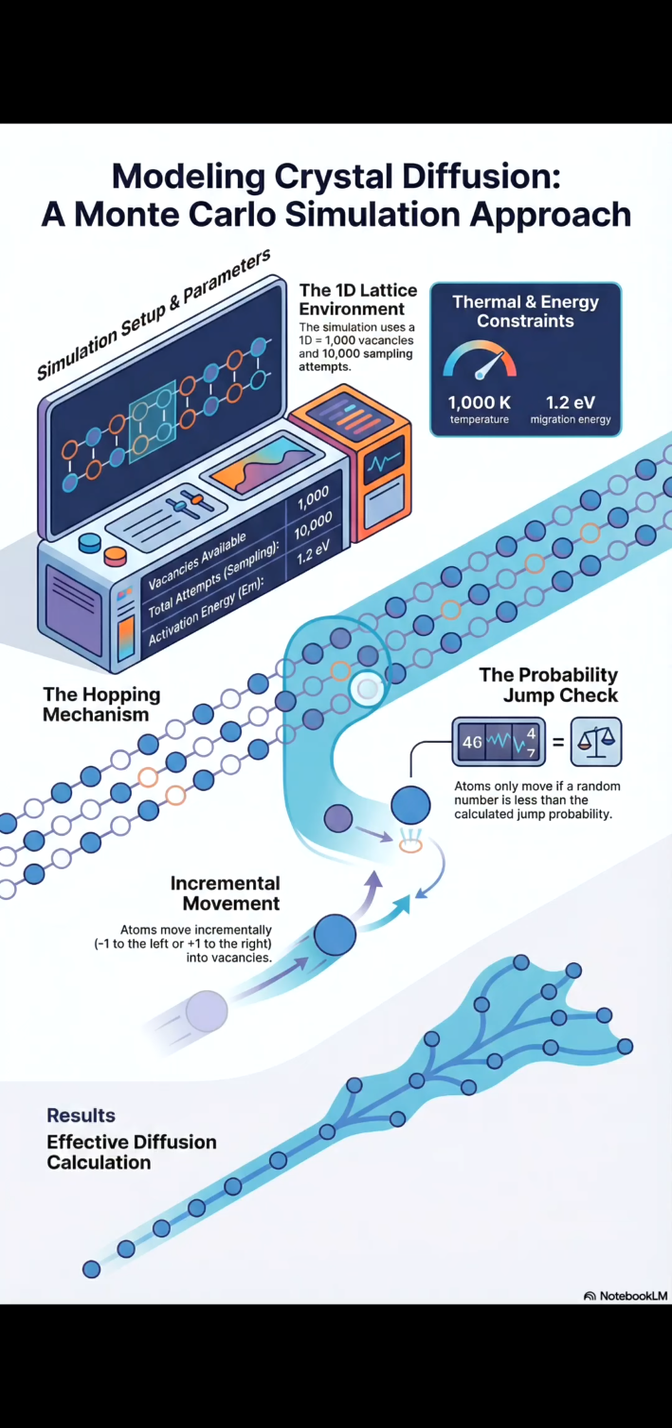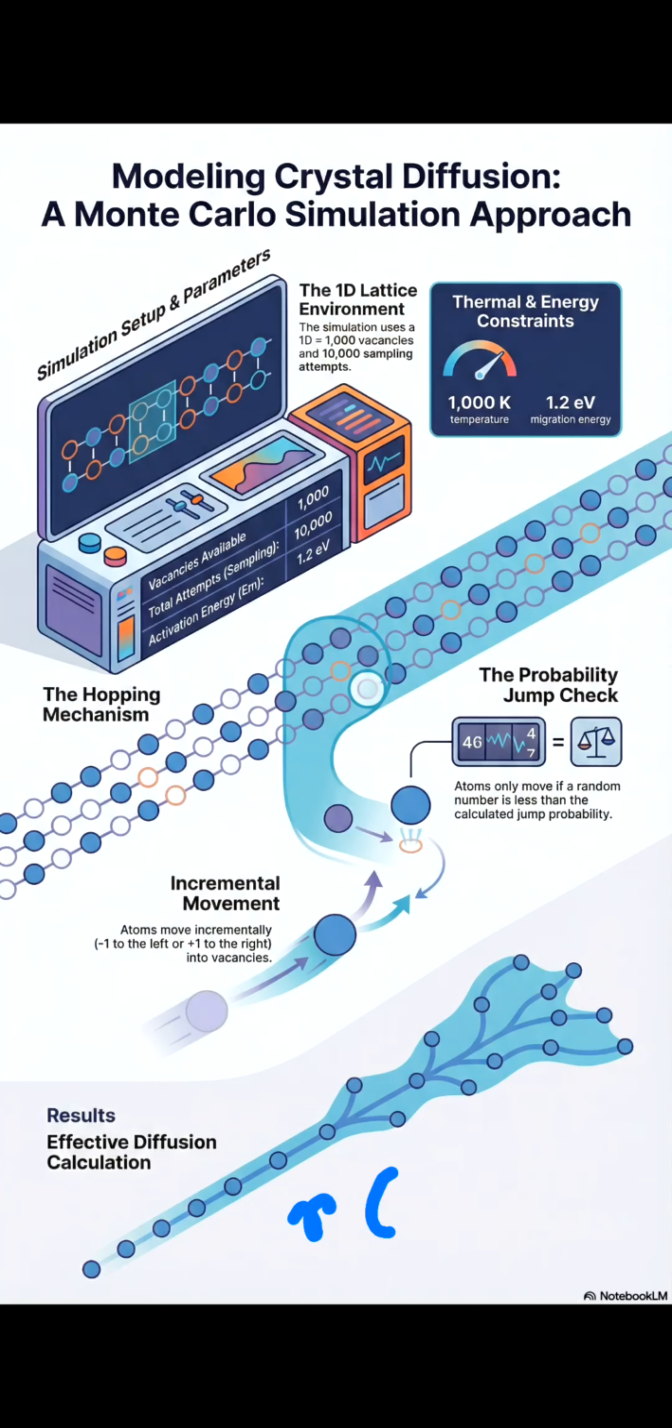So instead of simulating every single microscopic vibration of the atom, which would take forever, the computer just generates a random number between 0 and 1. Purely random. Right. And if that random number is less than our jump probability, so less than 0.2, the jump is approved. The atom moves. And if the random number is higher, like 0.8, the jump is rejected. Yeah. The atom stays put.